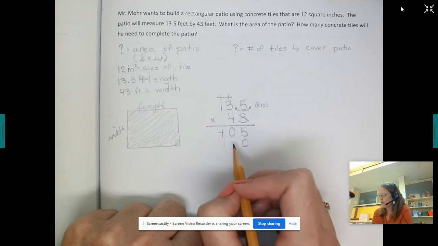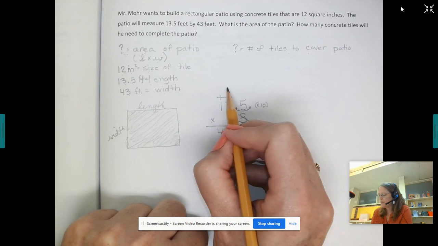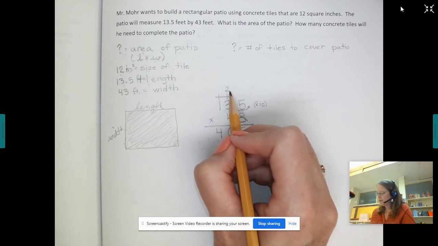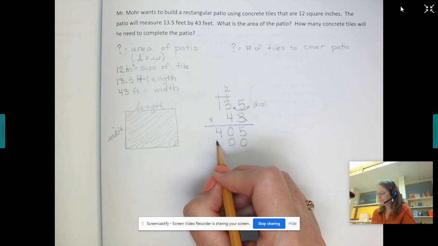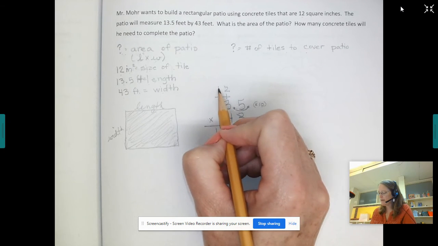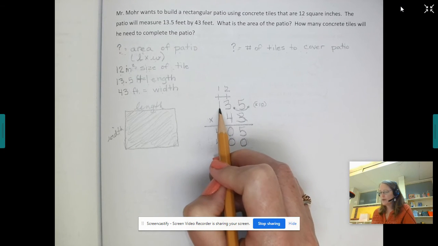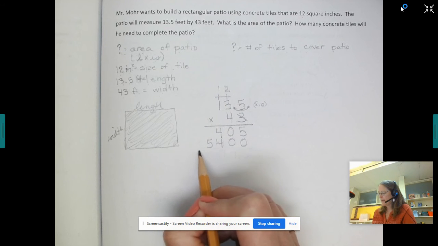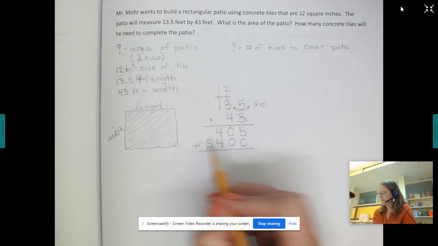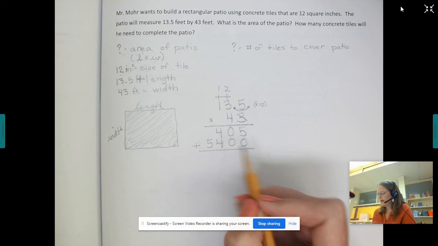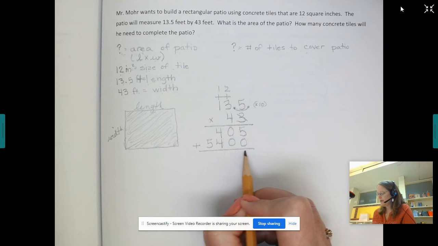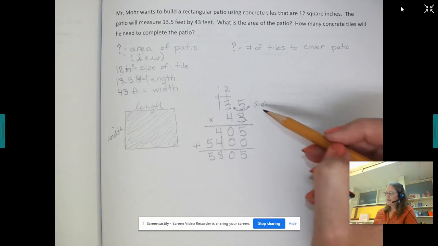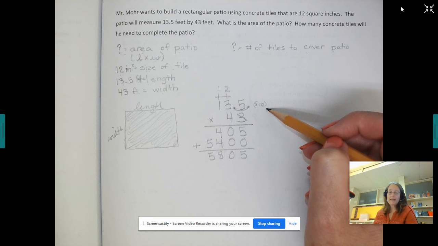4 times 5 is 20. Put down the 0, carry the 2. 4 times 3 is 12, 13, 14. Put down the 4, carry the 1. 4 times 1 is 4, and 1 more makes 5. Add your partial products. 5, 0, 8, 5.